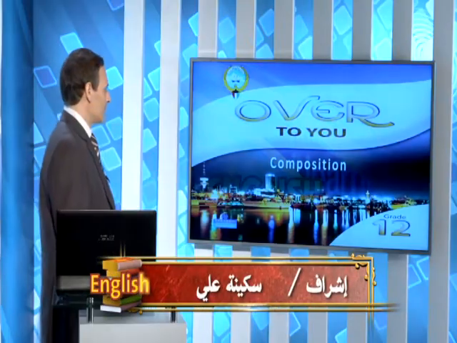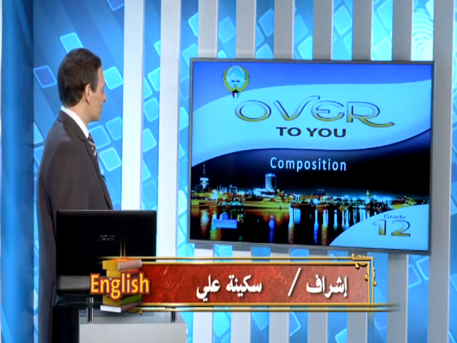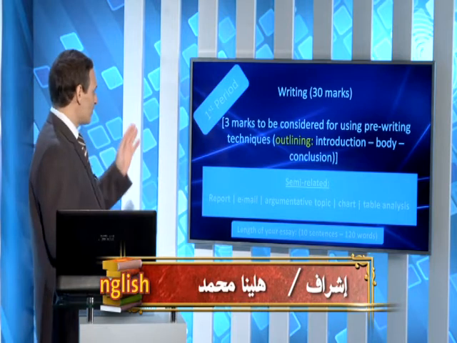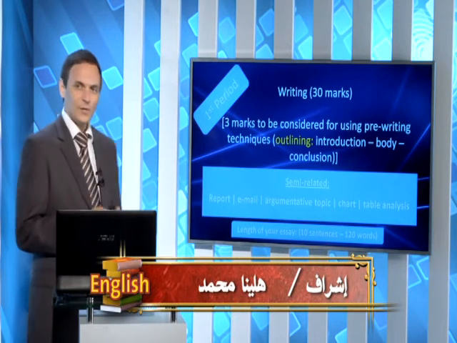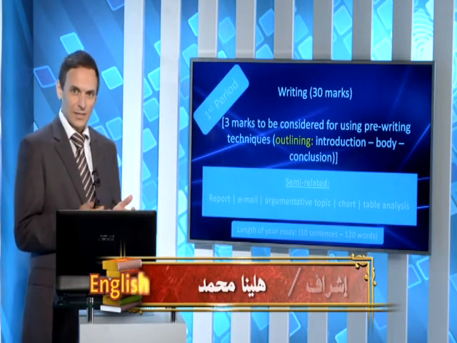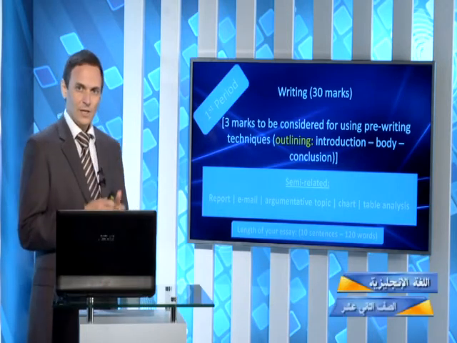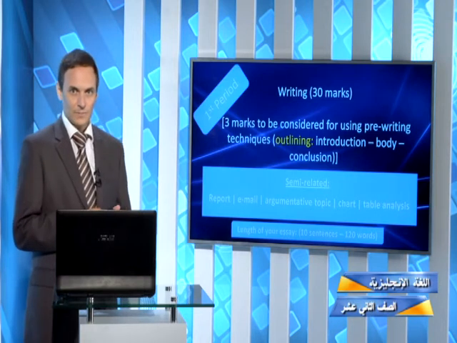Welcome back, dear viewers. In this episode, we're going to revise composition. In the first period exam, your composition will be marked out of 30 marks. Okay? So 3 marks to be considered for using pre-writing technique for outlining, and an outline should include an introduction, a body, and a conclusion.